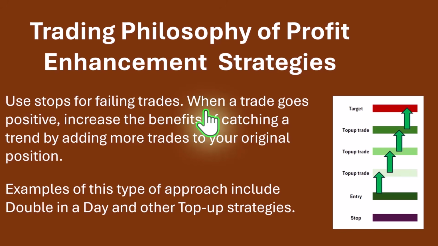And I'm going to show you some examples of that, but essentially what happens in this illustration here, you had an initial entry with a target and a stop. As the price went up, you then top it up with another trade. As it goes up, you top it up with another trade, you top it up with another trade, and by the time it hits the target, it is nicely positive.